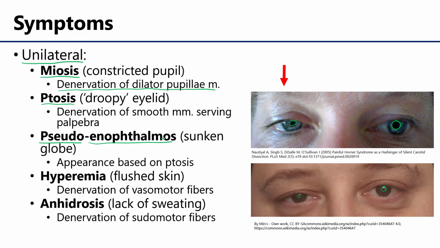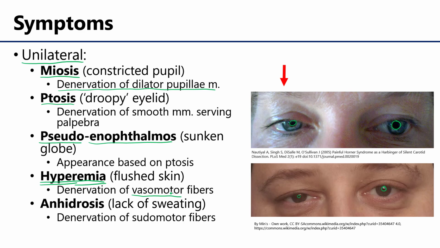Another potential symptom of Horner's syndrome is hyperemia. So hyper means more or in excess, and emia references blood. So with hyperemia, the skin has a very flushed appearance. And this is because there is a loss of innervation to the smooth muscles of the wall of the arteries. So those vasomotor fibers are denervated, and there is a relaxation of the wall of the artery, and more blood rushes to the skin as a result.